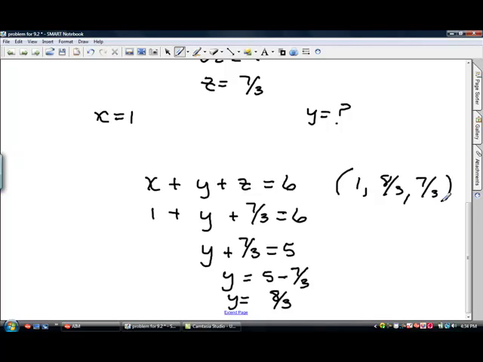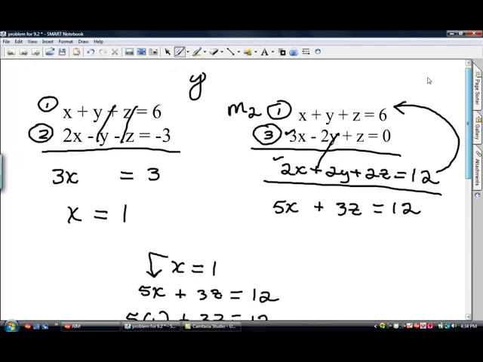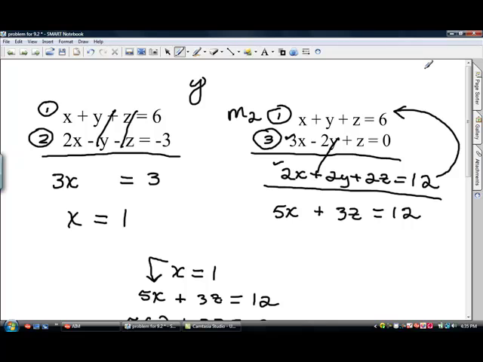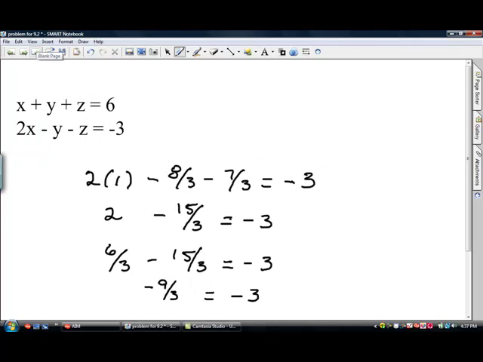And we want to go up and we want to check it. We don't want to check it in the one that we just used, because that's the one that these all came from. We want to check it in one of the other ones, at least one of the other ones, maybe preferably both of them. So we have 2x minus y minus z equals minus 3. So we want to see if that's going to work. All I've done here is I've taken 2x minus y minus z equals minus 3, and I've substituted my x, my y, and my z into the equation. I've done the math. I get down to the bottom and I have -9/3 equals -3. And we know that to be true.